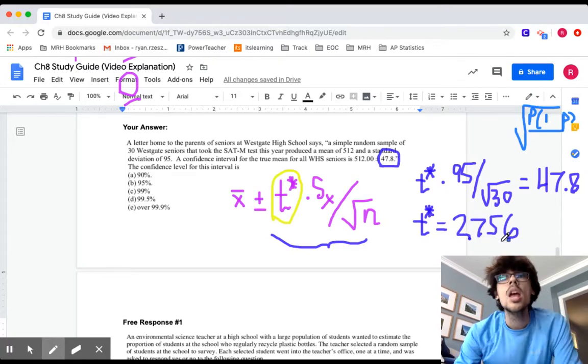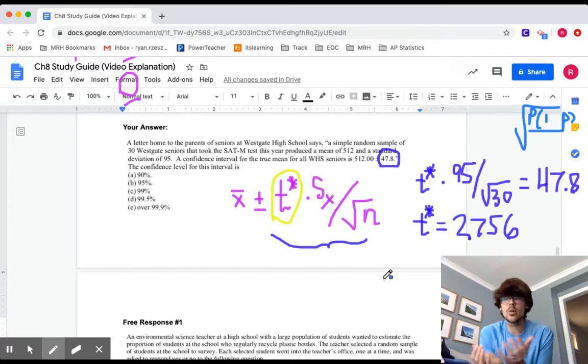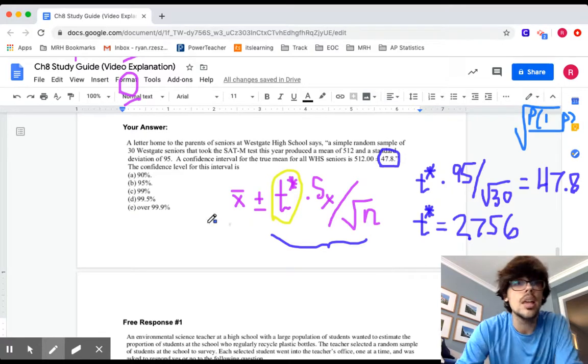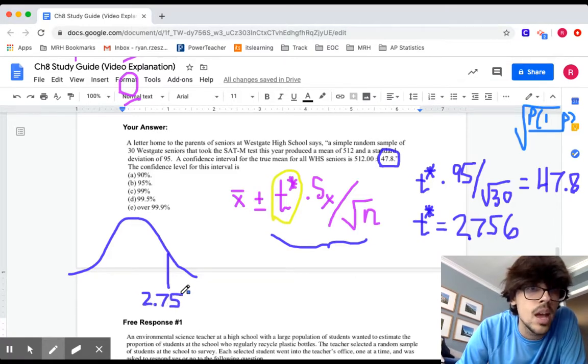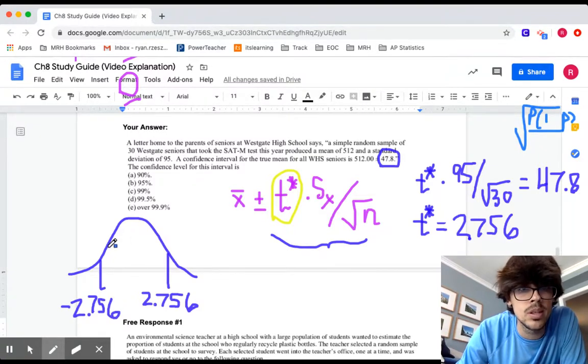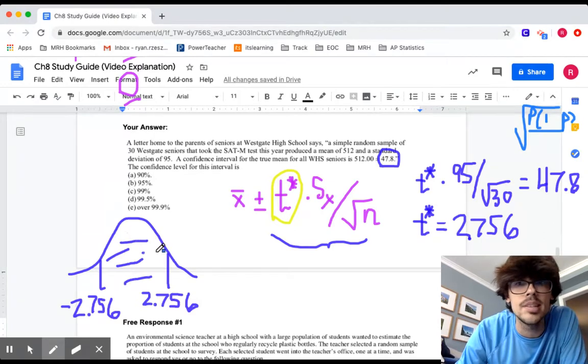2.756. Now you have a couple options because I know my critical value, but they wanted to know the confidence level. Easiest way to do this one, the critical value is 2.756 right here. If I know the negative version of that number as well, so I'm going to do negative 2.756. If I can find the area in between those two things, this area right here, that is going to be my confidence level. That's the easiest way to do it.